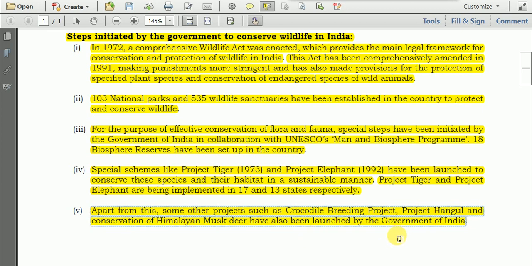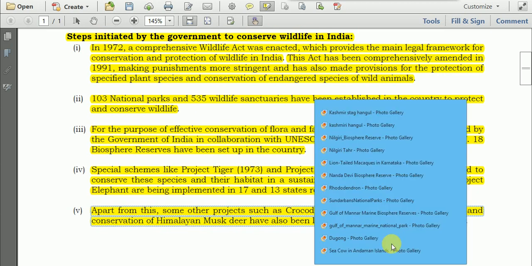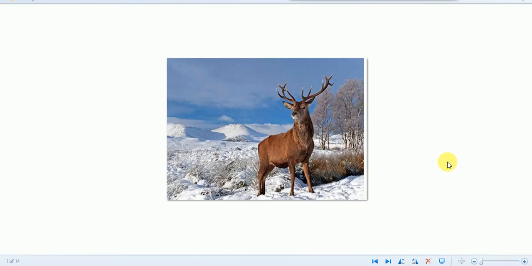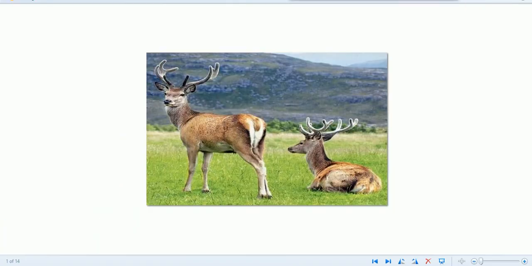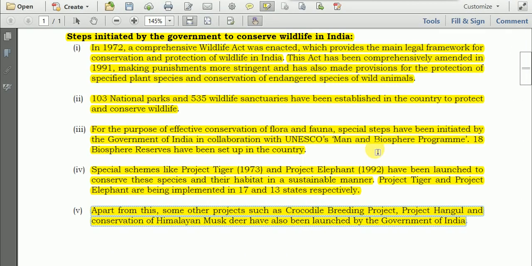Hangul, you know, is a kind of deer found in Jammu and Kashmir. See here, this is a photograph showing Hangul, Kashmir stag, a kind of deer found in Jammu and Kashmir. And we have another photograph here. This is another photograph showing Kashmiri Hangul. So this species is endangered and needs conservation.